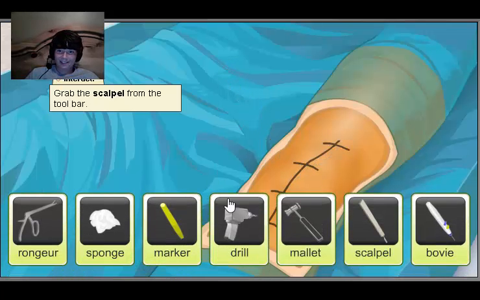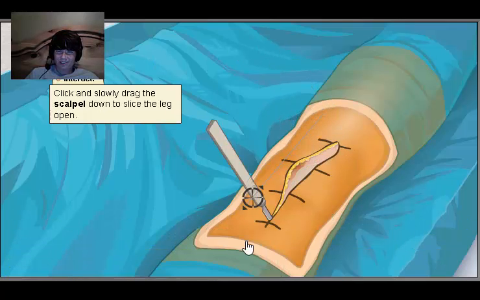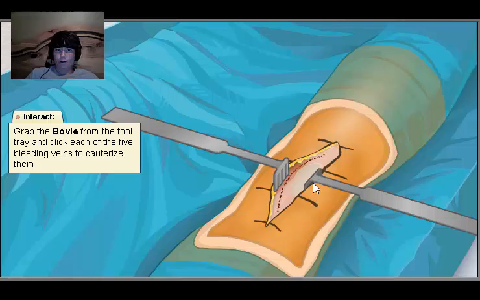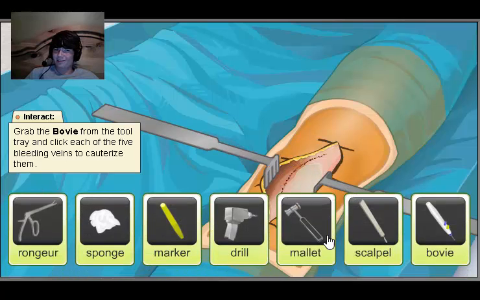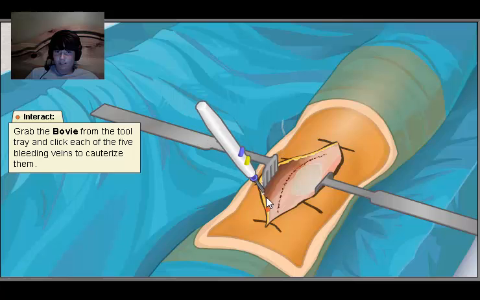Take the scalpel and cut the skin following your markings. Oh no. Oh, it's not that bad. Okay, that's bad. This will help decrease blood flow into the surgical field. Grab the bovie. Alrighty. Oh, I gotta cauterize it. Is that what that does?